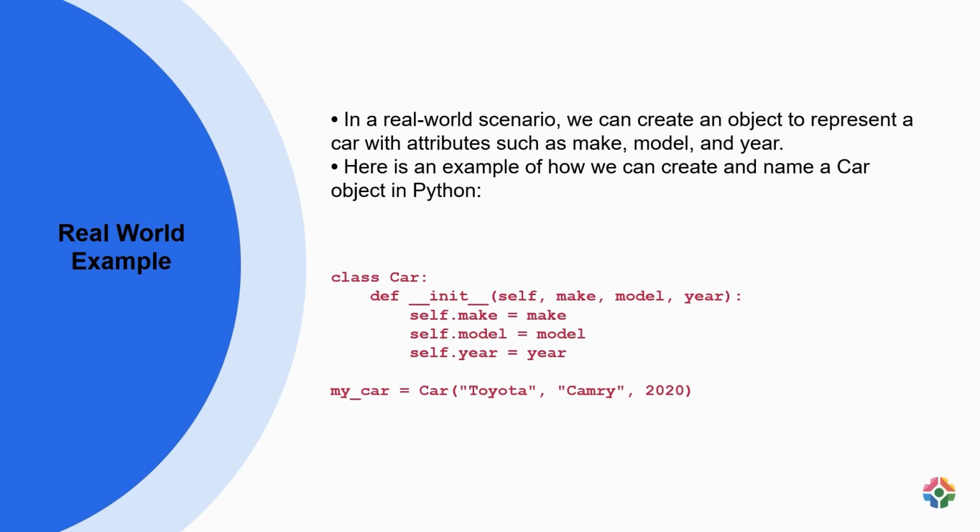By instantiating the Car class with the statement my_car = Car("Toyota", "Camry", 2020), you create a specific car object named my_car with the make as Toyota, model as Camry, and year as 2020. This exemplifies how object-oriented programming allows us to model real-world entities like cars in a structured and intuitive manner, facilitating effective and organized code design.